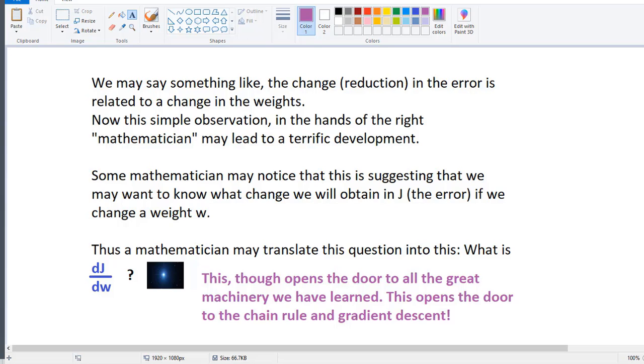And the scientists in the 60s, 70s, and 80s of the 20th century built on their work. So we may say something like, well, the change, that is the reduction in the error, is related to a change in the weights. Well, that's obviously true, that the error is definitely related to the weights, and the reduction in the error should be related in some way to the weights. Now that seems true, but it doesn't seem like something you would necessarily focus on.